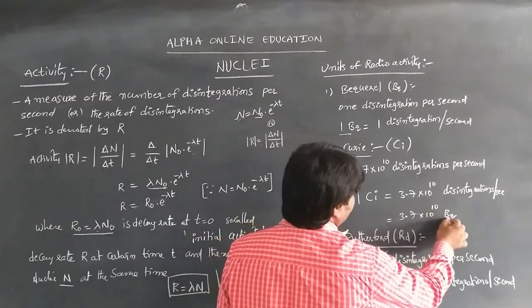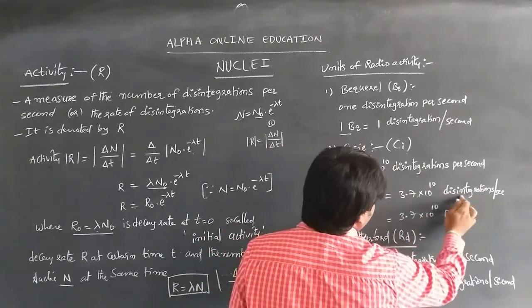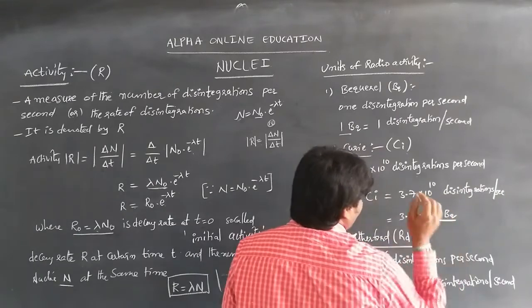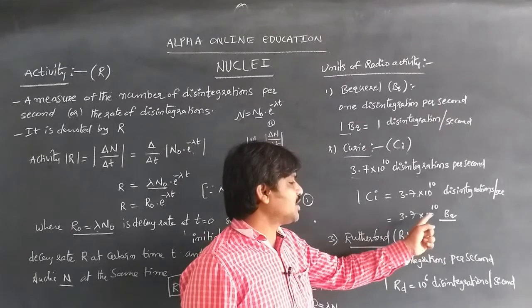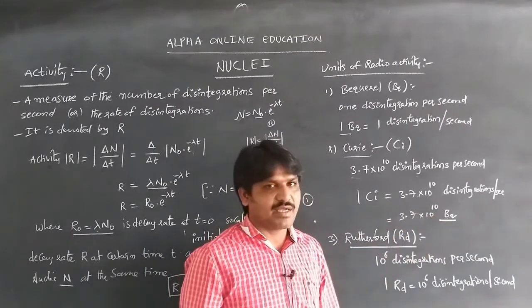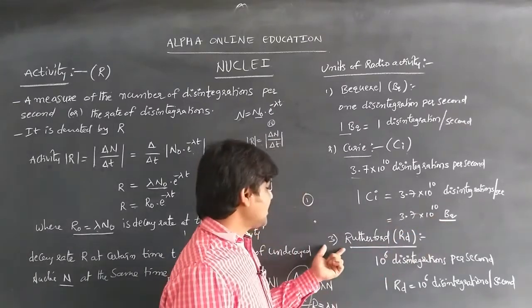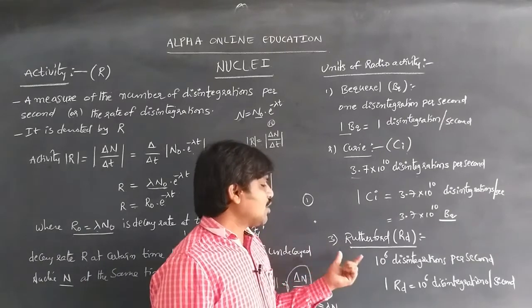Becquerel, because 1 disintegration per second can be considered a becquerel. So 1 Curie is equal to 3.7 × 10^10 becquerel, we can say that. Here the third one is the Rutherford.